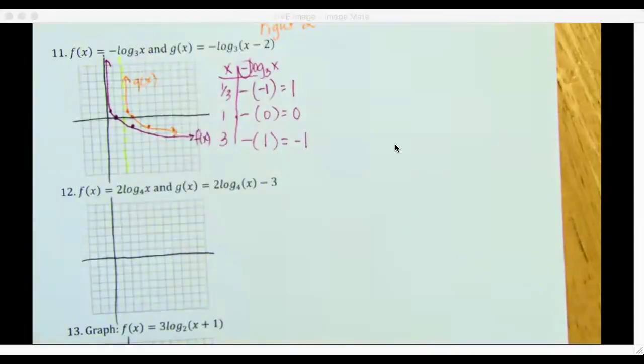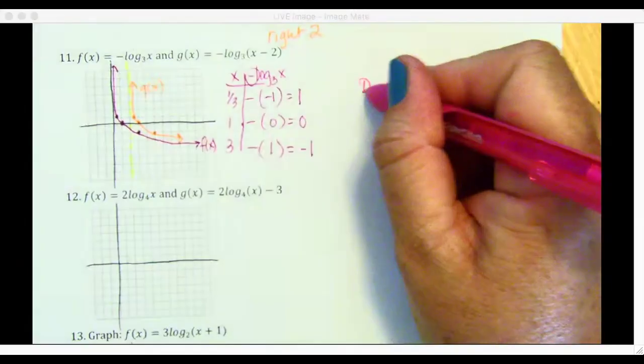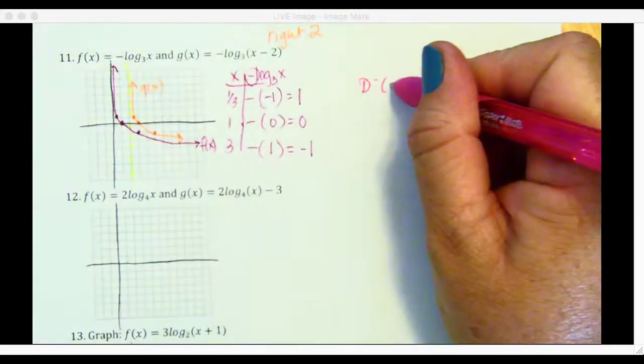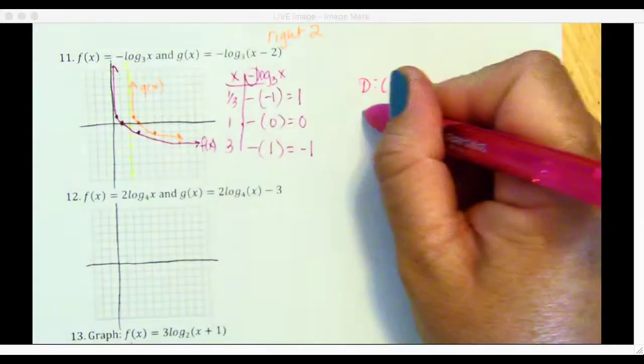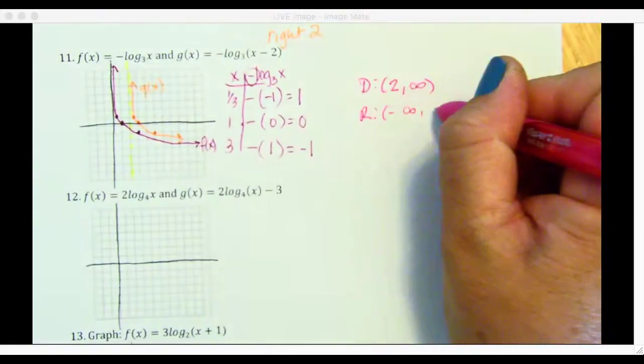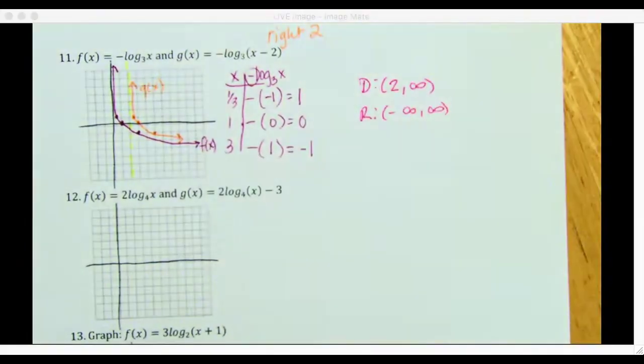Now I also want to state the domain and range. Remember, the domain is going to be changing. It is shifted to the right 2, so my domain is from 2 to infinity, but my range for all of these is negative infinity to positive infinity.